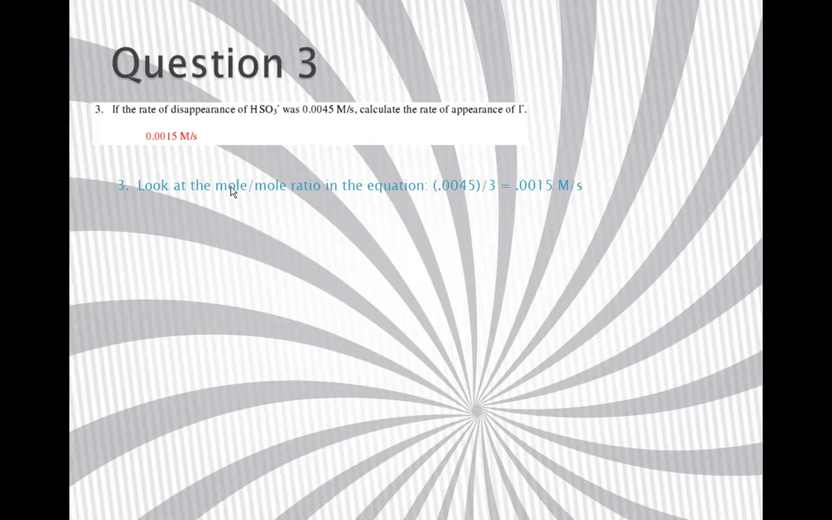So for question 3, you just look at the mole-to-mole ratio to find the rate of disappearance, and it's 0.0045 for HSO3 minus, but since it's a 1-to-3 mole-to-mole ratio, you divide by 3, and you end up getting 0.0015 molarity per second.